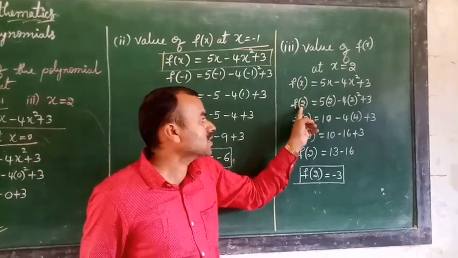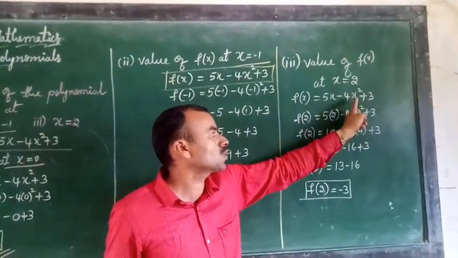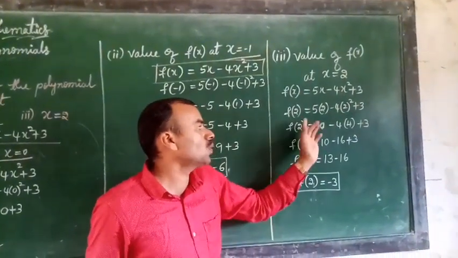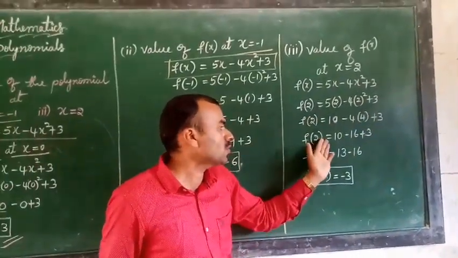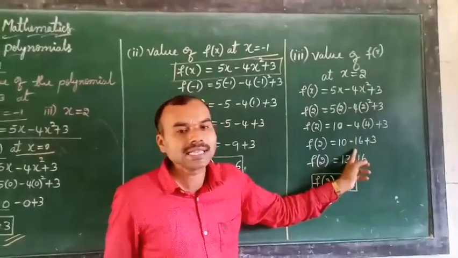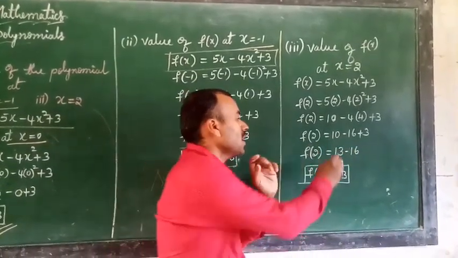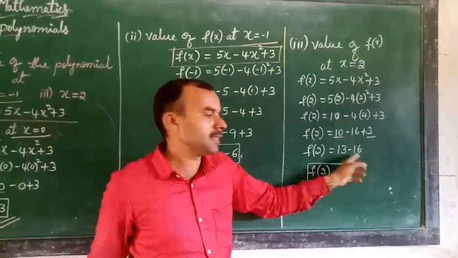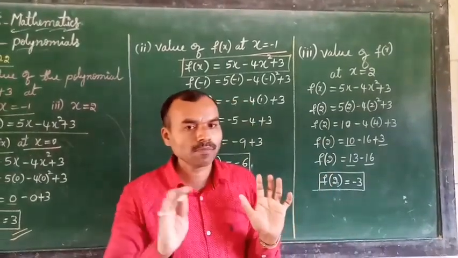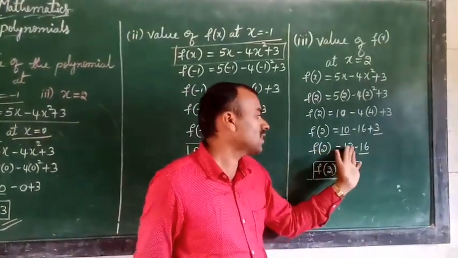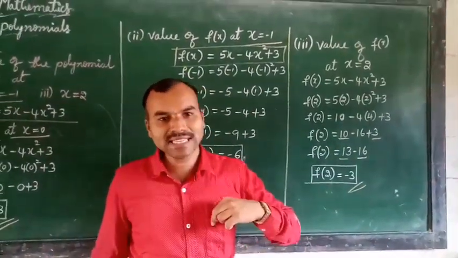F of 2: in place of x, put 2. F of 2 is equal to 5 into 2 minus 4 into 2 square plus 3. 5 twos are 10, minus 4 into 2 square, 4 fours are 16, plus 3. F of 2 is equal to 10 plus 3 plus 13, minus 16. The bigger term has minus and the smaller term has plus, so we have to subtract. 13 minus 16 becomes minus 3. F of 2 is equal to minus 3.